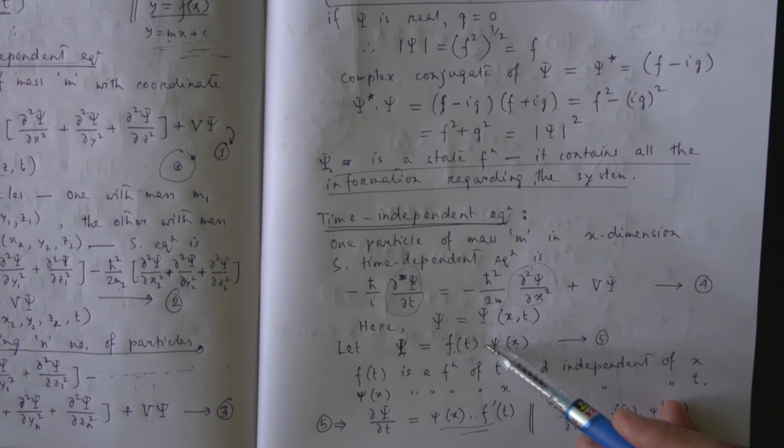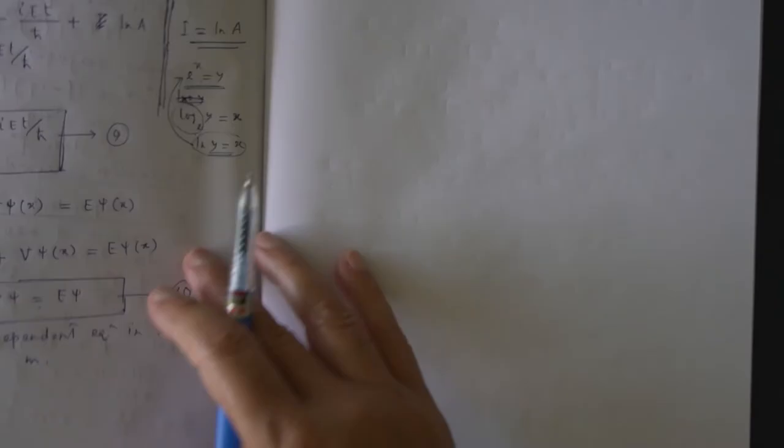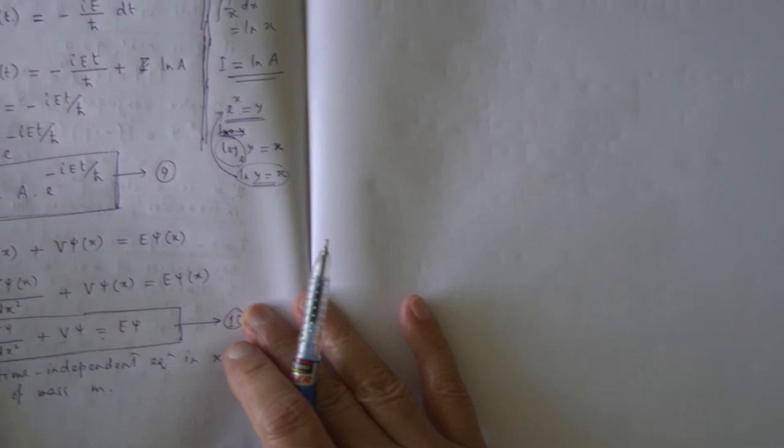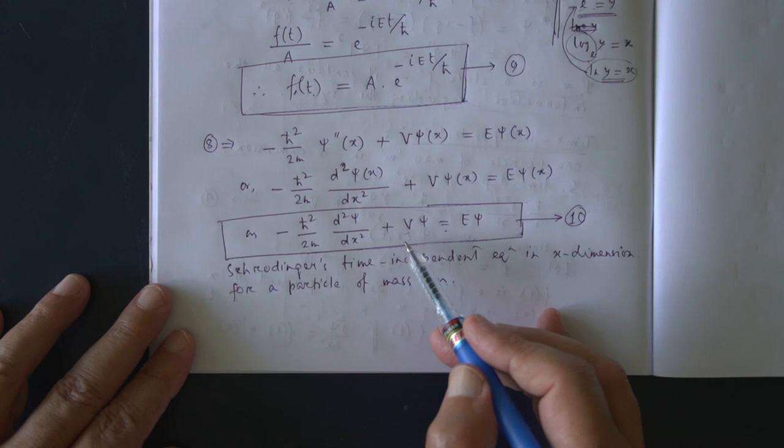Then we find this, then you replace and simplify. This is called separation of variables. So by separating the variables, we are getting Schrödinger's time independent equation. This is in one dimension.